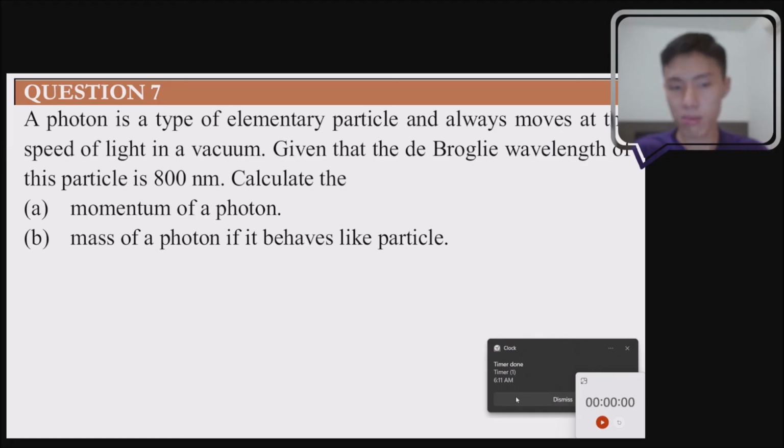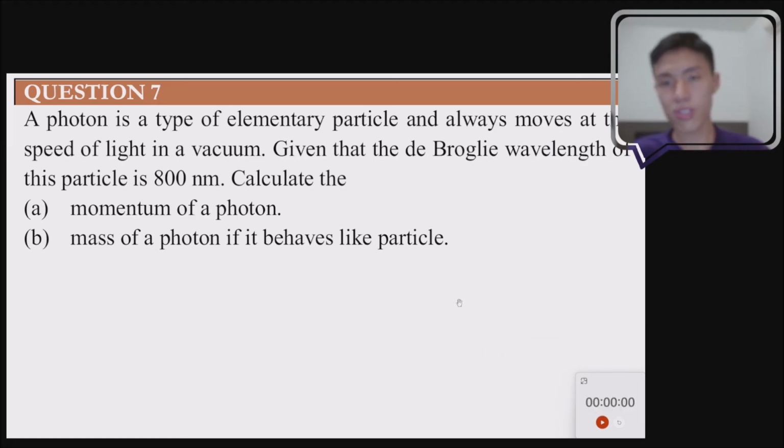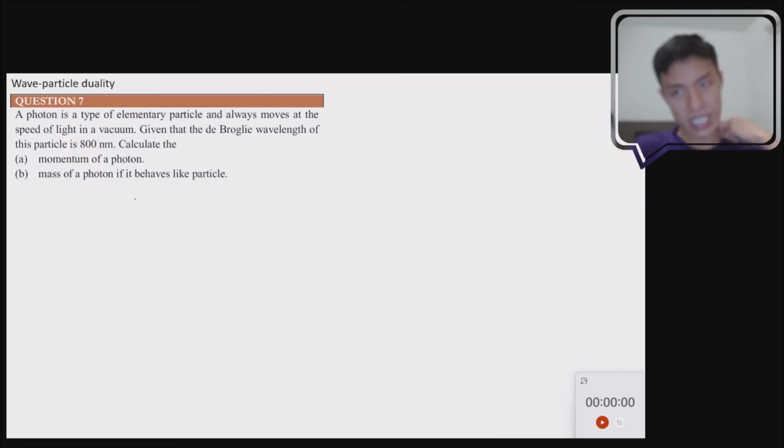Okay, timer is up. Last two questions, we'll just finish it very fast. So they asked us to calculate the de Broglie wavelength of this particle. Actually, the statement is a bit misleading, I think.